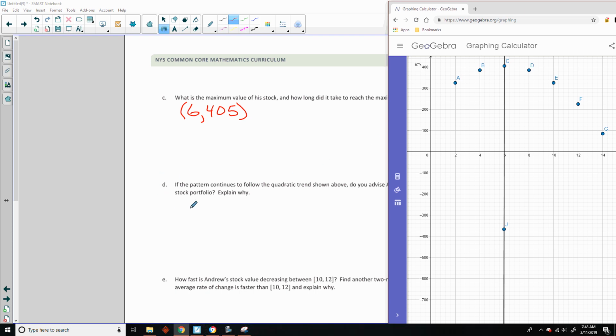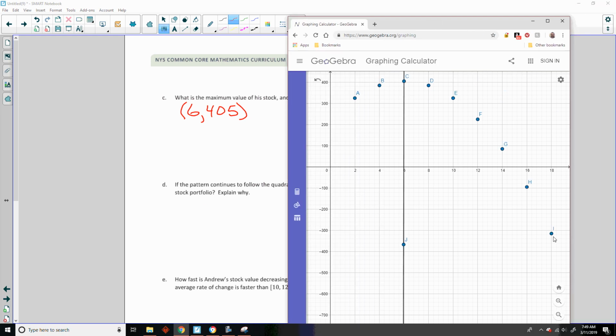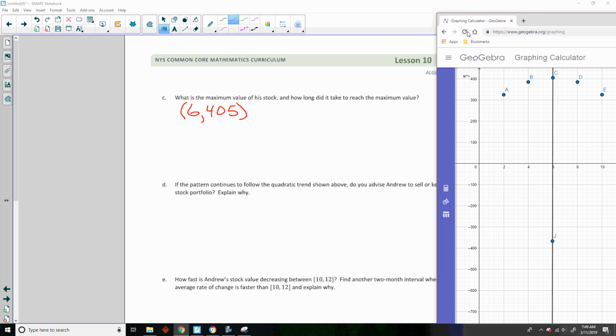Ha ha. All right, so if it continues, he definitely needs to bail. He needs to get out of whatever he's in, because it is definitely going south. And see this house right here? He's going to lose it if he keeps going.